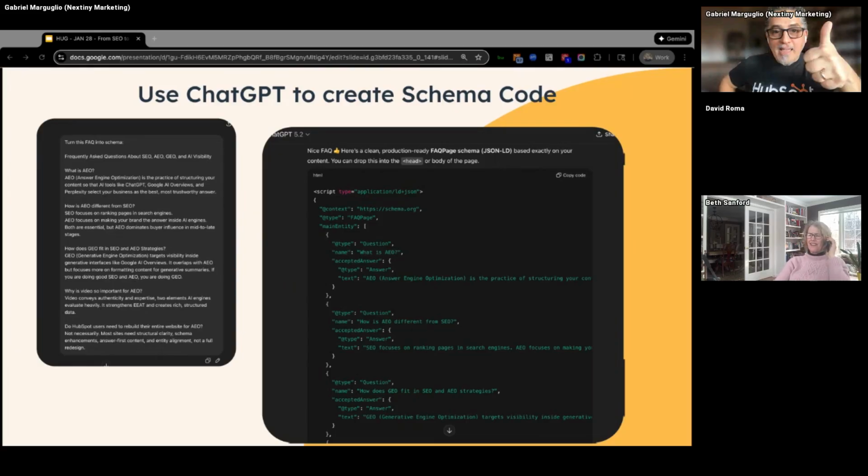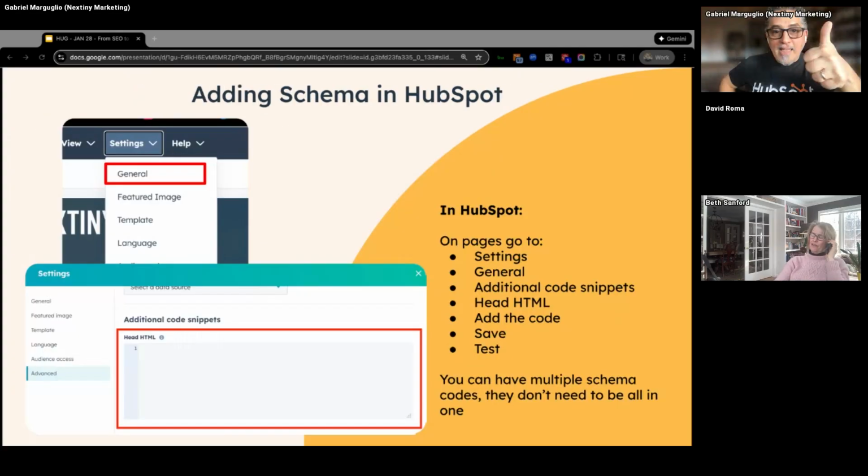Go ask, literally my question here was, turn this FAQ into schema. I didn't ask anything else. I put the whole thing. Then copy the code, and then you go to settings, general, and on the head HTML, you just paste it there.